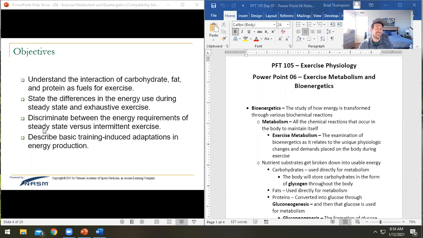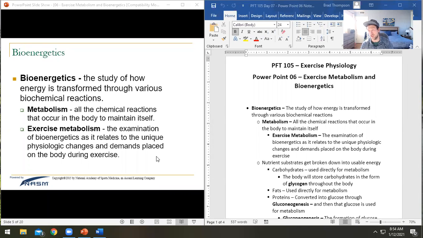It's just different. And then we want to be able to differentiate between the energy requirements for those two things, and our training adaptations that will happen to us as we begin doing different types of exercise. So those are our goals today.